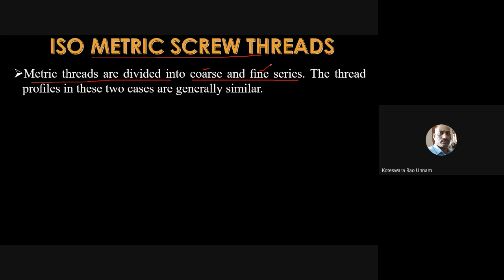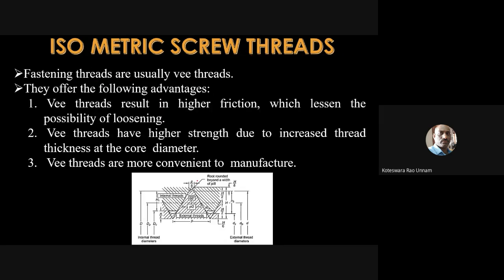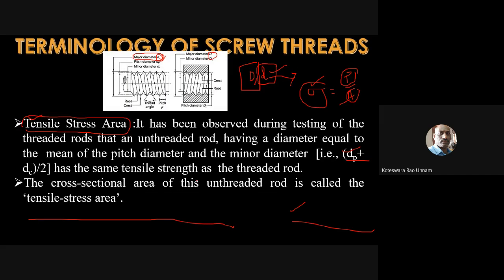So we know every thread profile will have a pitch, that we already discussed. If you go to the terminologies here, you can see we define a pitch of a thread for both internal as well as external threads. Whether it is an internal thread or external thread, it doesn't matter, it will have some pitch. Pitch is nothing but the axial distance between two successive roots or two successive crests. We'll call it the pitch value.